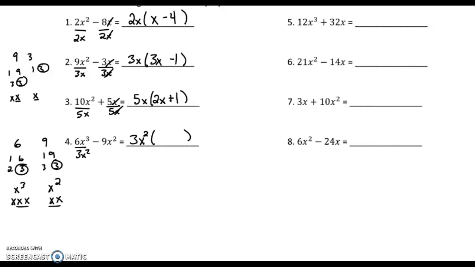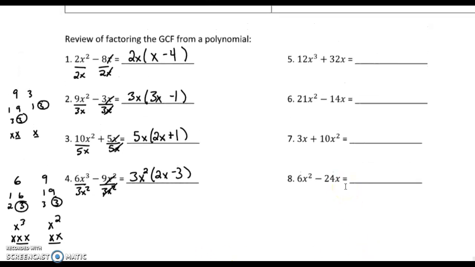So I'm going to divide by 3x squared. So 6 divided by 3 is 2. x cubed over x squared is x. Negative 9 divided by 3 is negative 3. x squared over x squared simplifies to 1, and that's why you no longer have an x. All right, go ahead and take a minute and finish these 4, and then I will show you the answers.